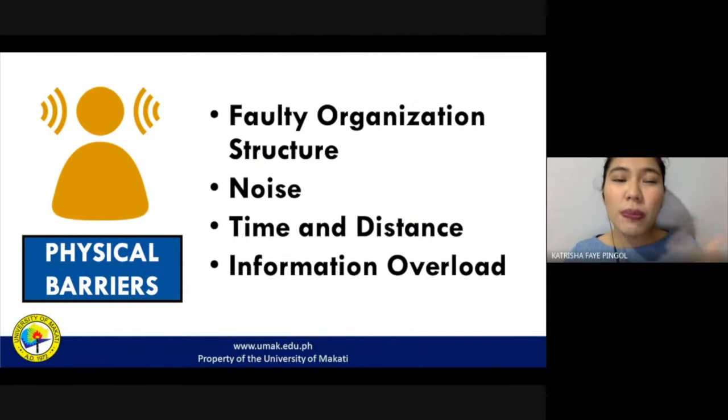Because there's way too much, you're having difficulties processing it in your mind. Even in the physical sense, if you have way too many papers in front of you, it's very difficult to go through them. So that could be information overload.